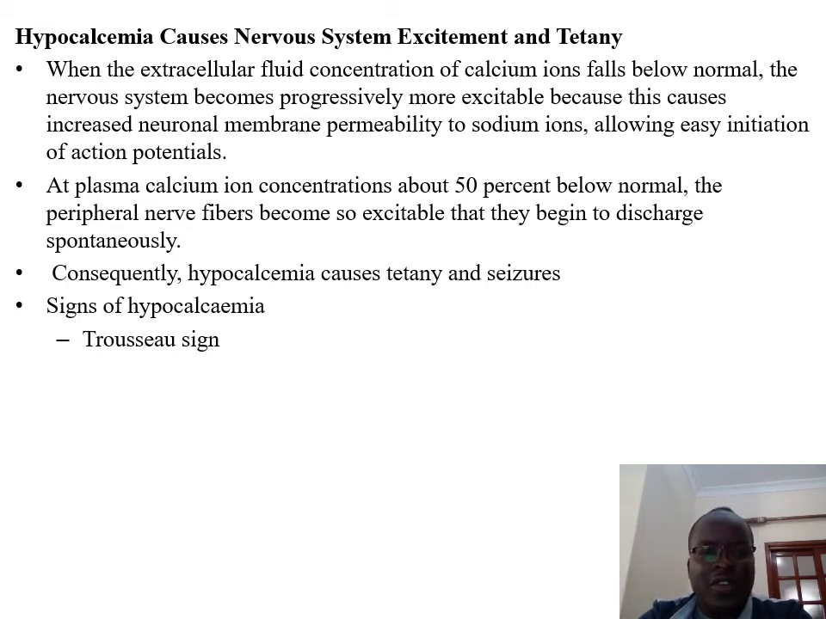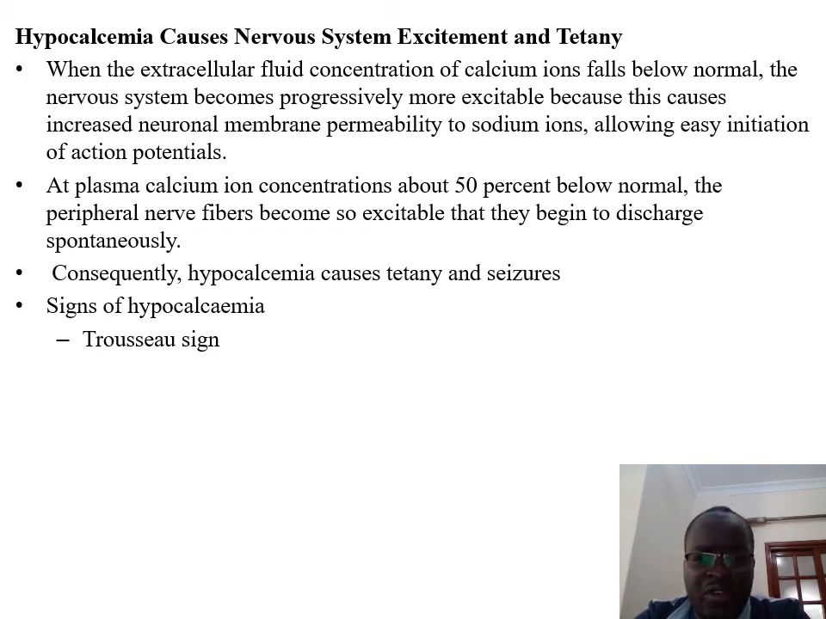Hypocalcemia causes nervous system excitement and muscle tetany. I've already explained why hypocalcemia will cause an increase in the excitability of the neurons, so it will cause nervous system excitement. That can result in muscle tetany because there are uncontrollable, spontaneous action potentials that can stimulate muscle contraction. So that will result in muscle tetany as well.